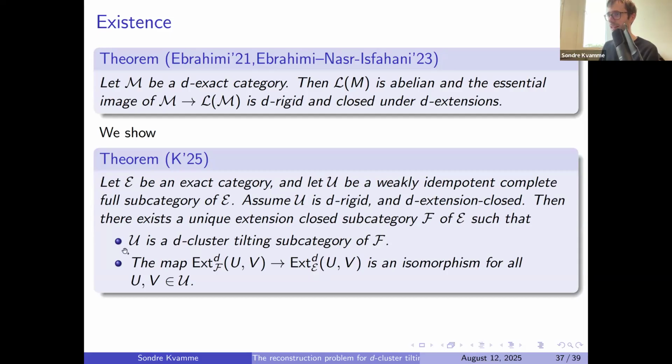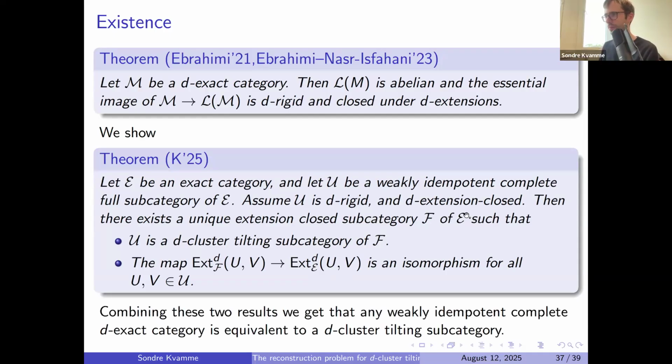In other words, the admissible d-exact sequences in U are precisely the ones which become exact when you look at them in E. So then you can combine these two results to get that any weakly idempotent complete d-exact category is equivalent to a d-cluster tilting subcategory. And yes, so that's all I had time to say, so let me stop there.